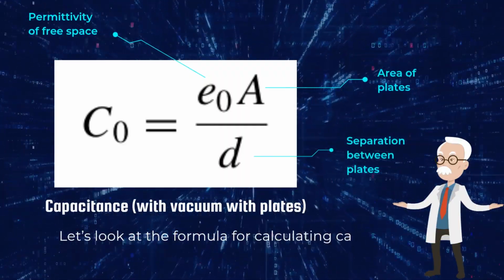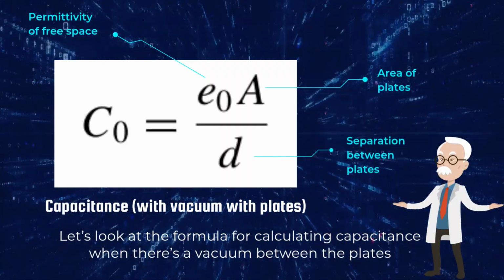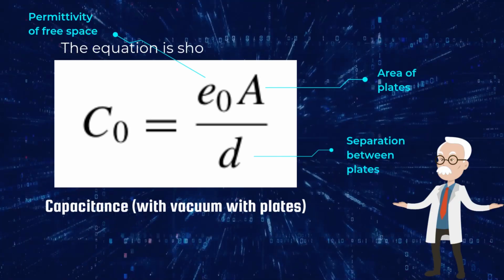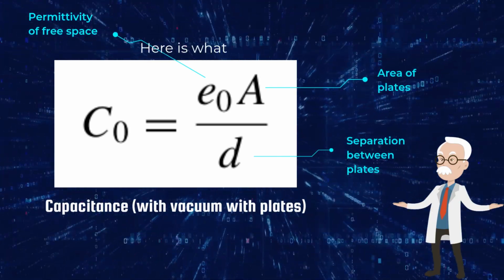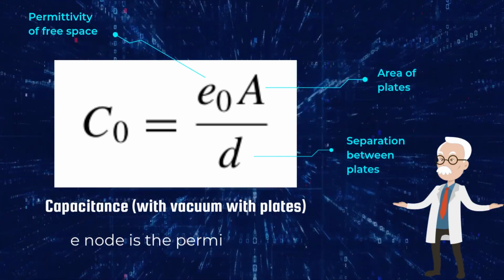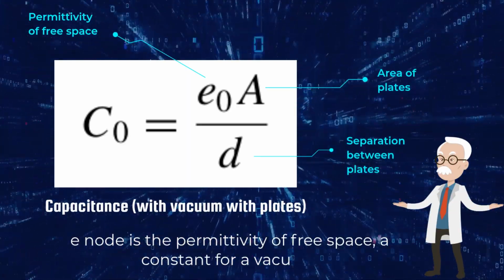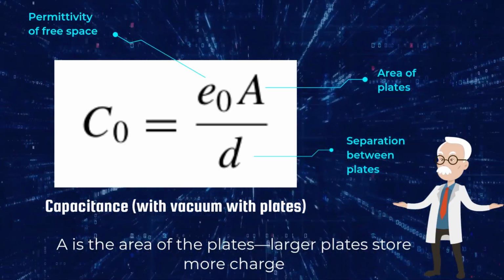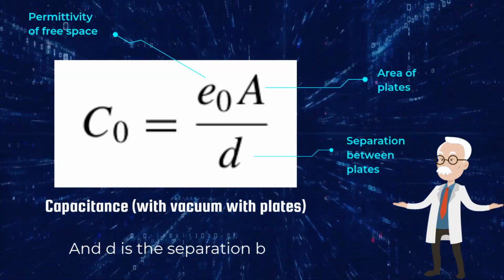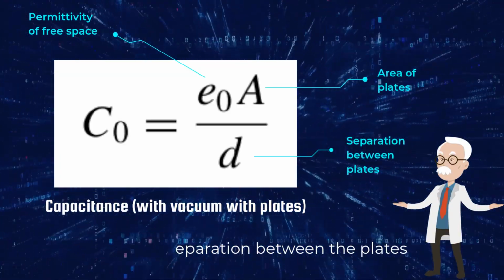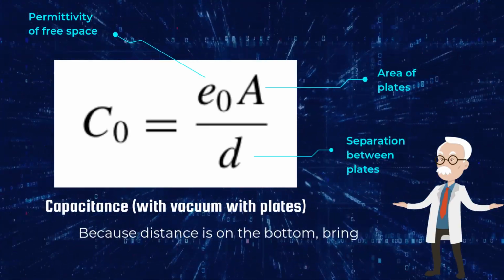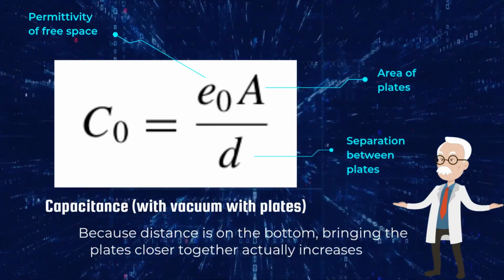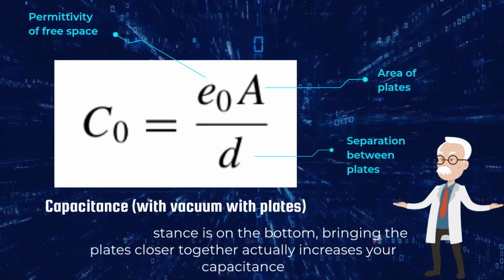Let's look at the formula for calculating capacitance when there's a vacuum between the plates. The equation is shown like this. Here is what matters. ε₀ is the permittivity of free space, a constant for a vacuum. A is the area of the plates; larger plates store more charge. And d is the separation between the plates. Because distance is on the bottom, bringing the plates closer together actually increases your capacitance.